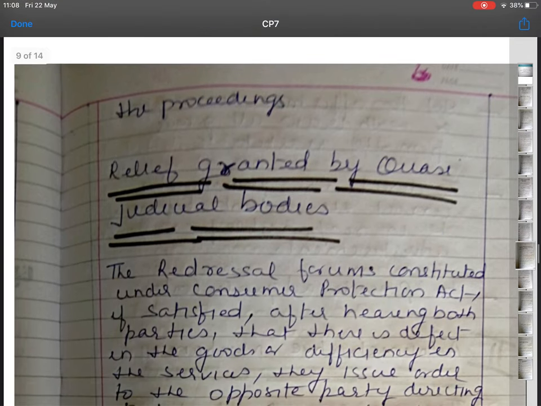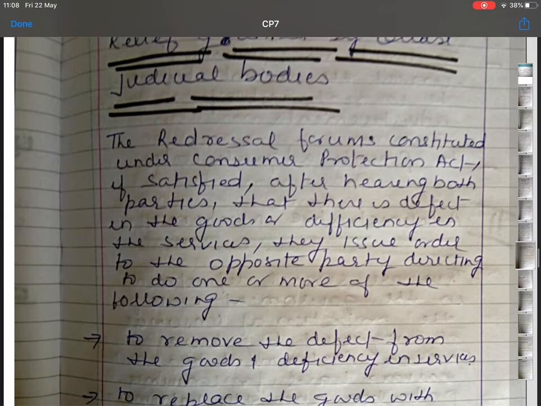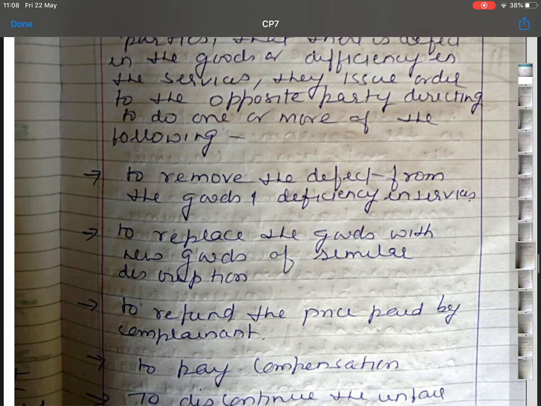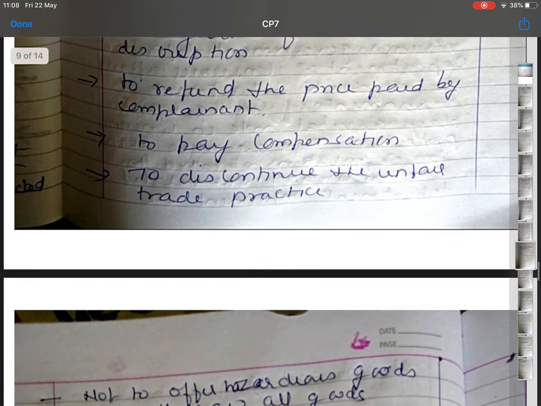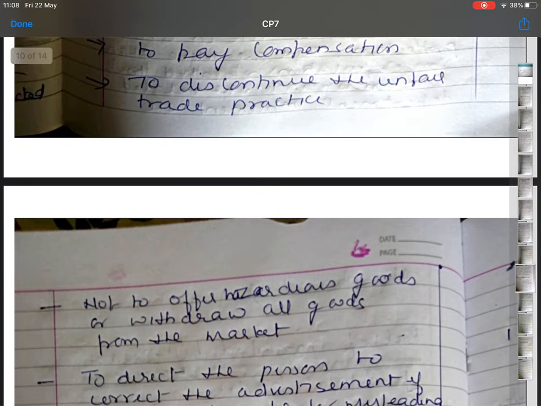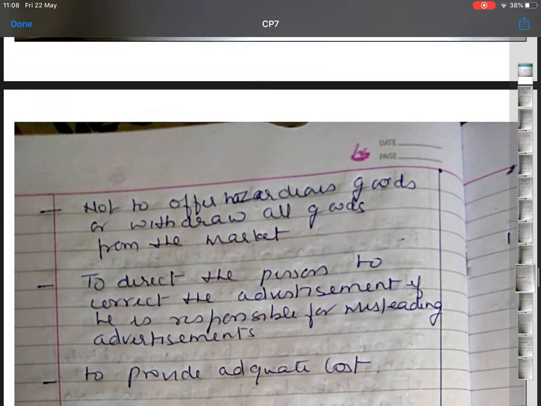Now the next topic is relief granted by quasi-judicial bodies. The redressal forum constituted under the Consumer Protection Act, if satisfied after hearing both parties that there is a defect in the goods or deficiency in the services, can issue an order to do one or more of the following: to remove the defect from the goods and deficiency in service, to replace goods with new goods of similar description, to refund the price paid by the complainant, to pay compensation, to discontinue the unfair trade practice, not to offer hazardous goods to the public, or withdraw all such goods from the market, or to direct the person to correct the advertisement.